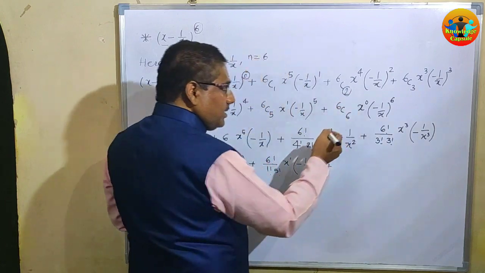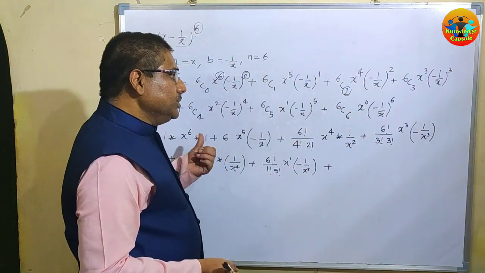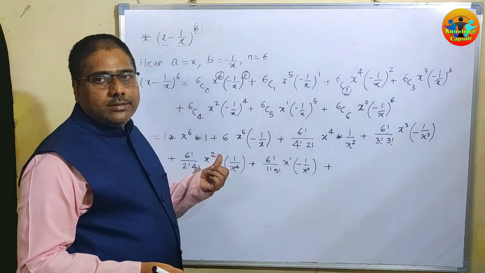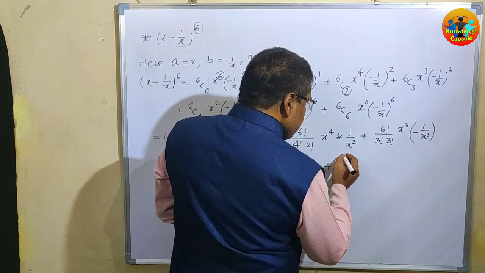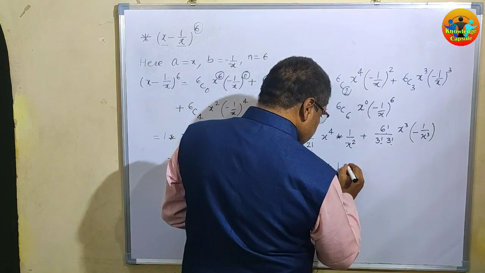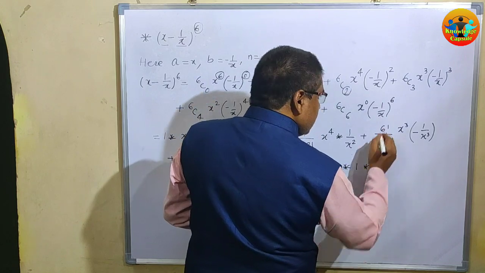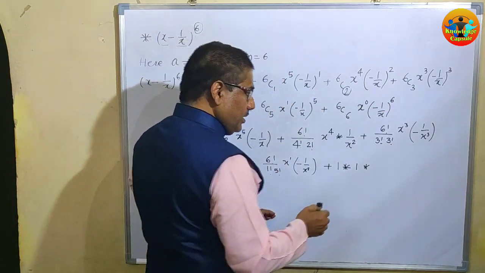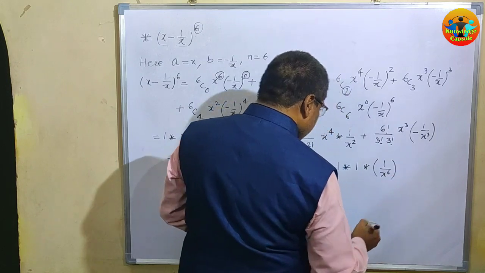Now NCN is again 1. NC0 and NCN, both values are the same, that is 1. 6C6, its value is 1. X raised to 0 is 1. As this power is even, we can write this as 1 by x raised to 6.